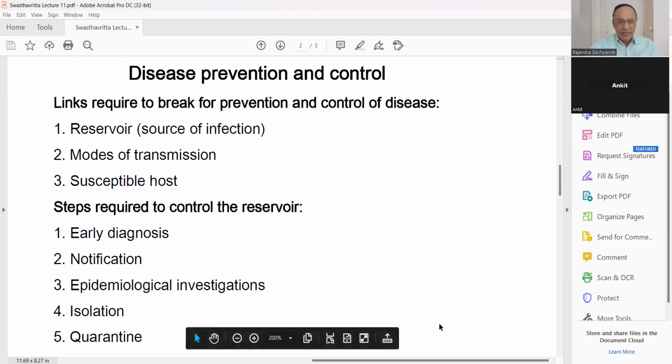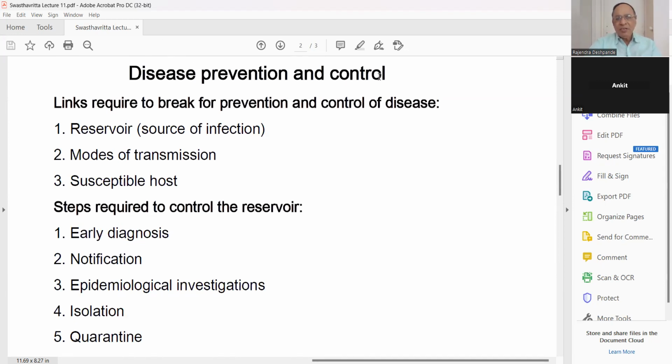No. I think this we have seen. This is prevention. No, this we have not seen. Please write down this one. Disease prevention and control. How we can prevent and how we can control the number. Okay. Links required to break for prevention and control of disease.